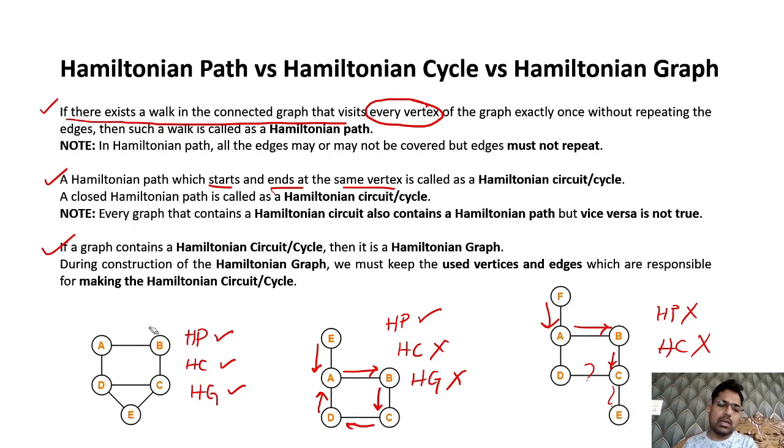If you started from A, or if you start from B, B to C, then E, then D, then A, it is also possible. So these responsible edges and vertices will be responsible to construct this Hamiltonian graph. Okay, I hope it is understood by you. Clear?